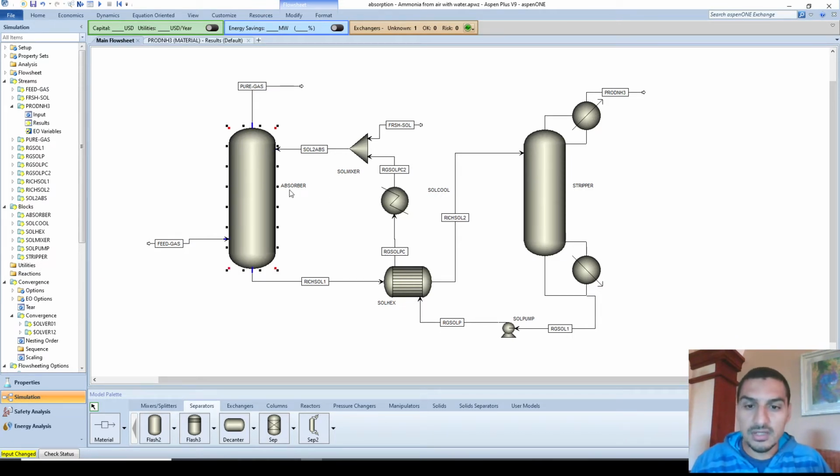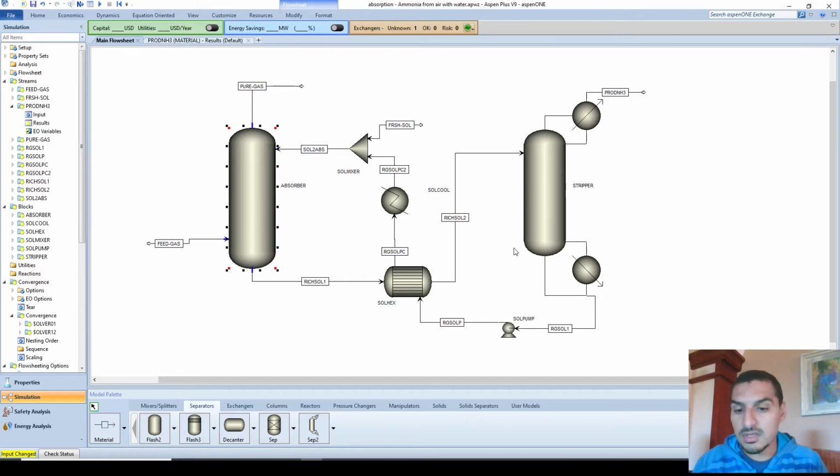The same goes for distillation columns, for absorbers, for strippers, for mixers, for anything. There are built-in equations in each one of these blocks that do the calculations, and I have to just define the inputs and connect the streams in the right way so that it can do the calculations properly. And that's why the software is powerful, because it saves me a lot of time.